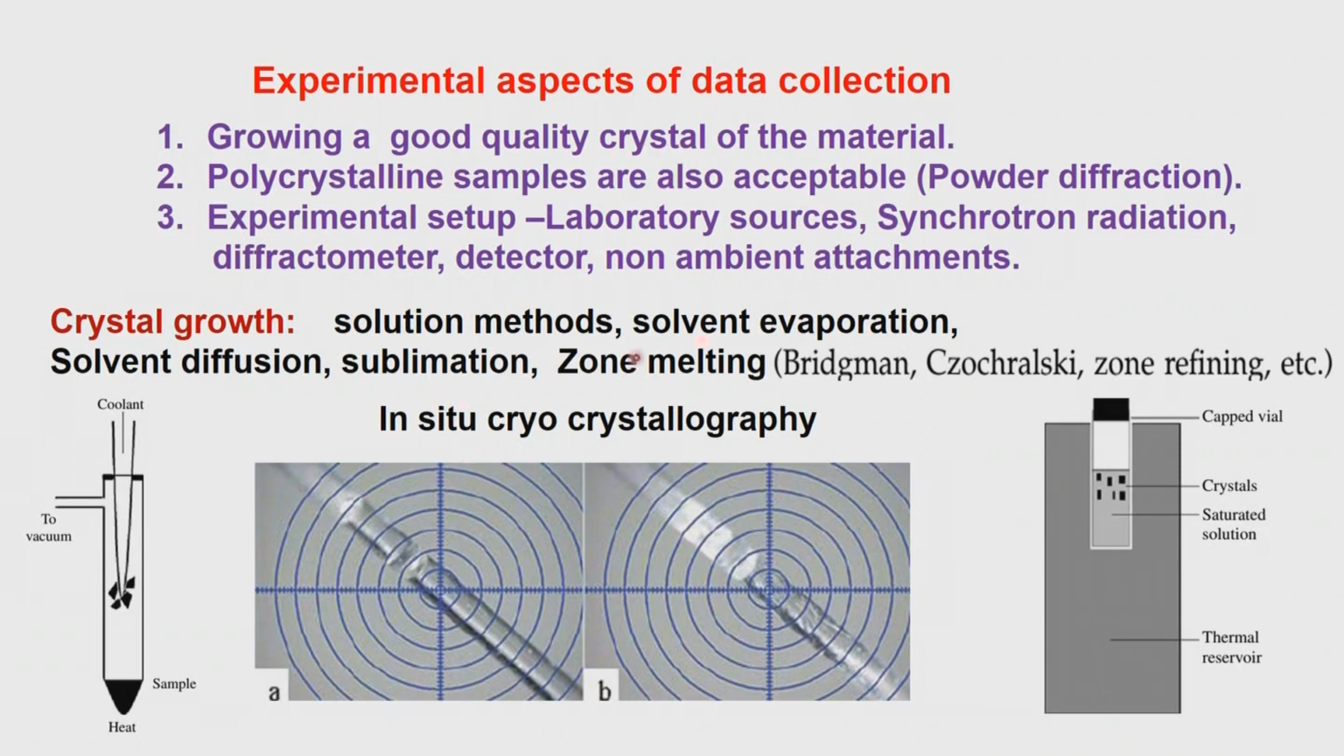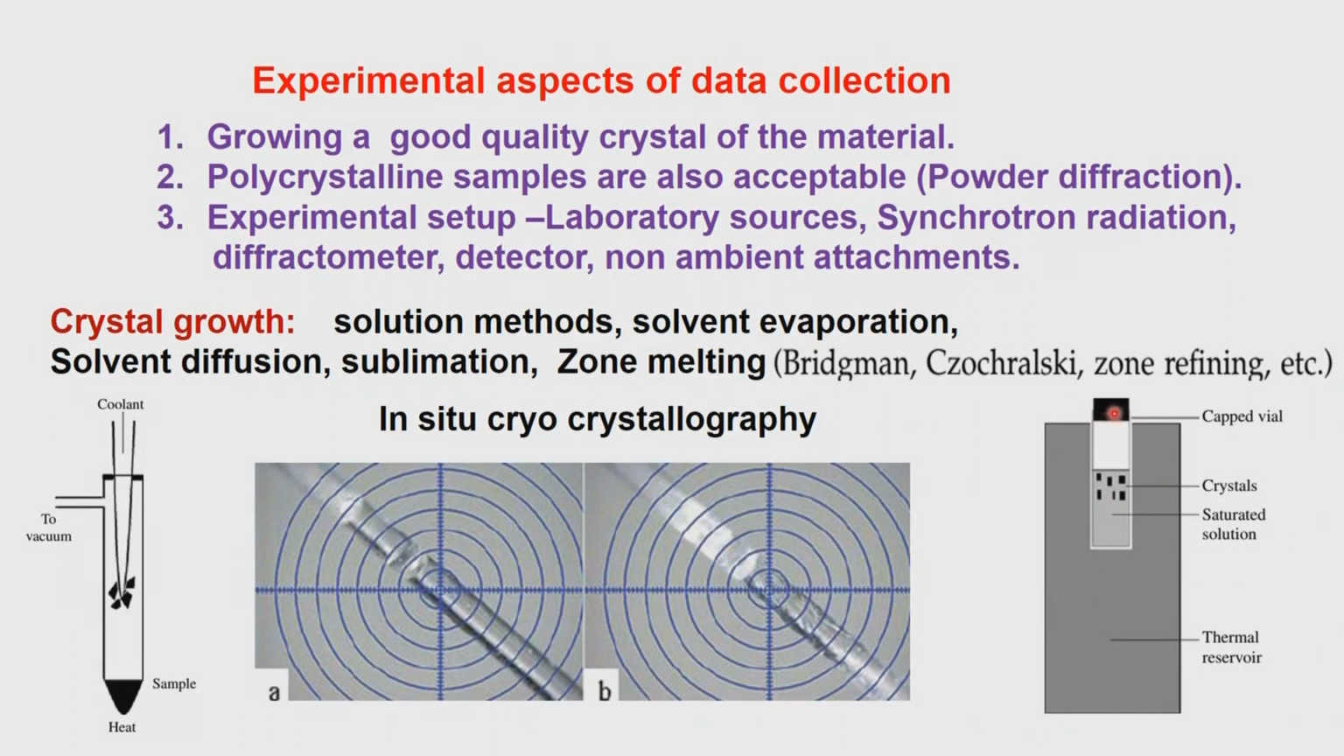Now, what are the methods we use for growing crystals? One is the solution methods, where in principle we take the material and then dissolve that material in a solvent, and then eventually control the evaporation of the solvent. This is the usual approach, which is shown here. So, we have a saturated solution, and then the crystals will start appearing depending upon the thermal reservoir. So, eventually the temperature associated with this we can control, so that the evaporation of the solvent is slow enough so that we get good quality crystals. This can be controlled in various ways. We can have more than one vial, more than one thermal reservoir, and things like that. So, this is basically the solution method.